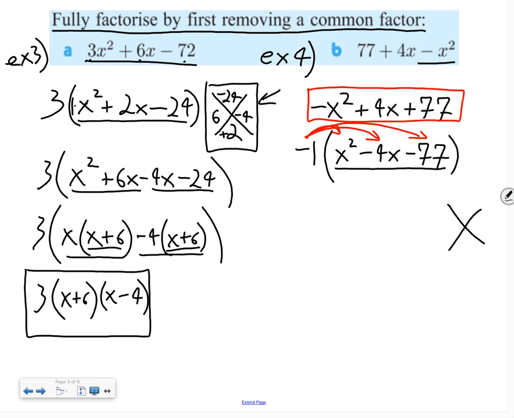Okay, so I'm going to do a times c, so that's negative 77, and then my b value is negative 4. So what two things that multiply to 77 and add to 4 is going to be 11 and 7. To be negative, I need a negative 11 and a positive 7. So I'm going to rewrite this here.